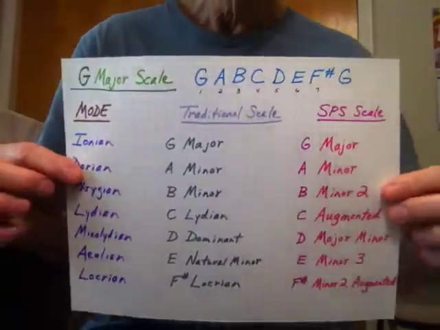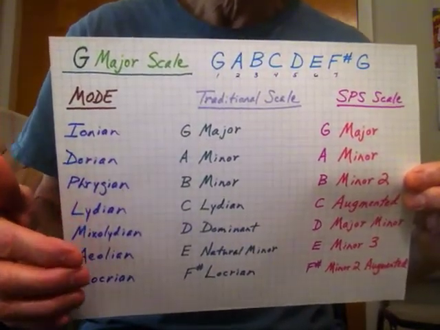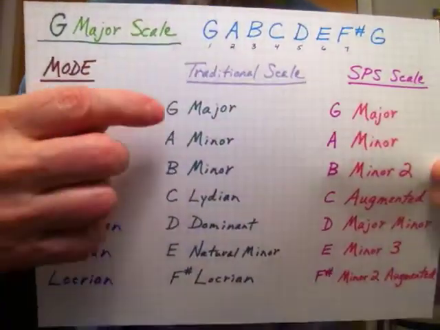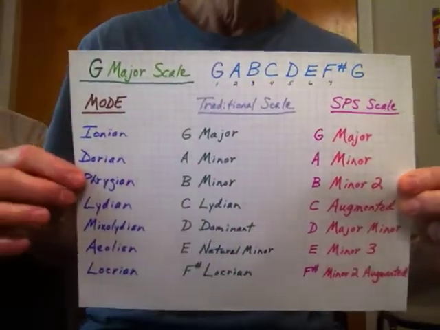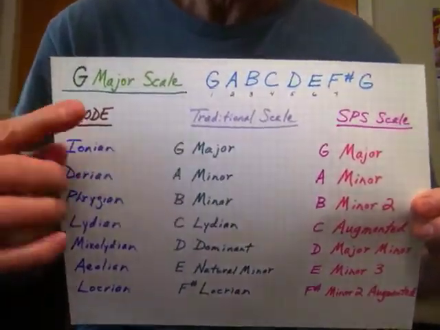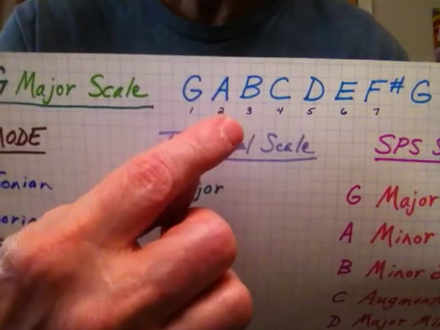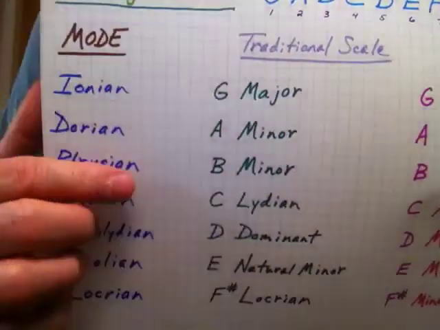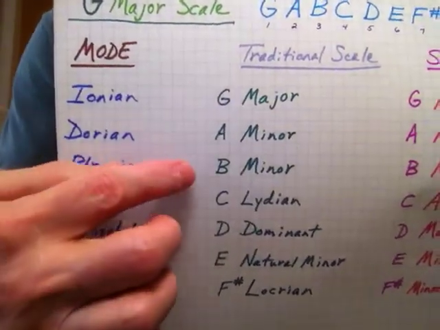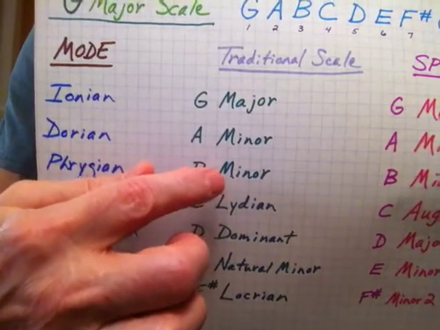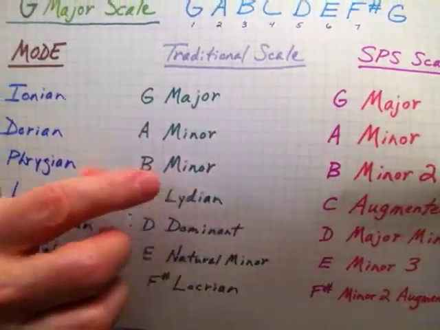But you see here, you have the modes built on the different scale degrees of the scale, and then you have the traditional name and my scale phrase system name. Now, when you build a mode on the 3rd scale degree here, that's a B. Even though it's the Phrygian mode, the traditional Phrygian, it's the B minor scale. This mode is actually a B minor scale. It's not a G minor.